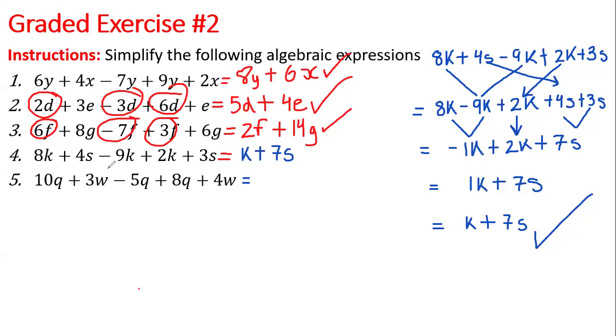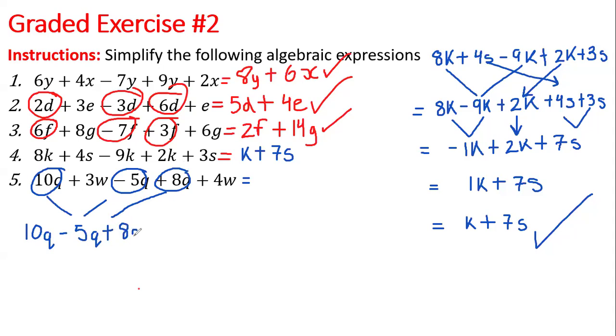So we have 10Q, negative 5Q, and 8Q. We bring them all together. That gives us 10Q minus 5Q plus 8Q. Right? And we have what?